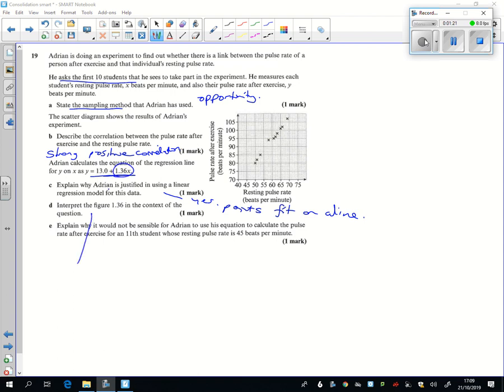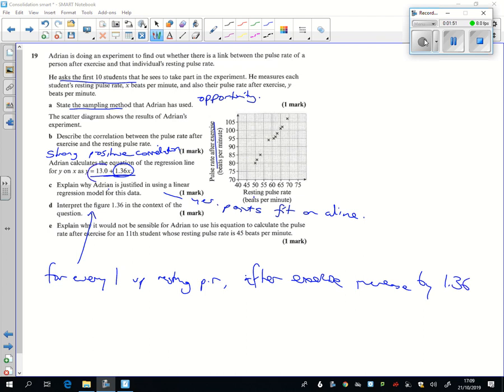So interpret the value of 1.36. So this is the gradient of this thing. The gradient is: for every 1 up on the resting pulse rate, the pulse rate after exercise increases by 1.36. Luckily, they're not going to ask us what this 13 here means, because of course that would mean, if we go that way, your pulse rate after exercise if your resting pulse rate was 0, which would be a rather silly question.